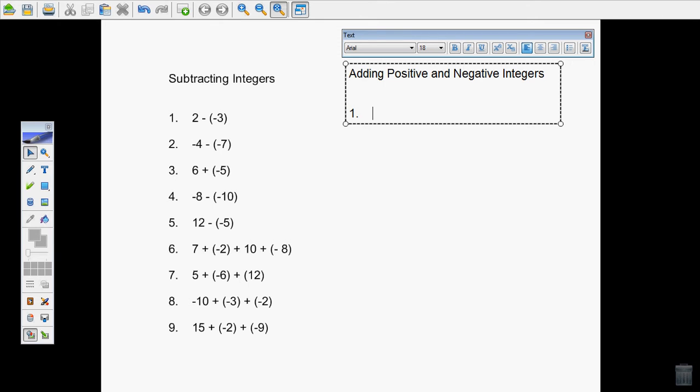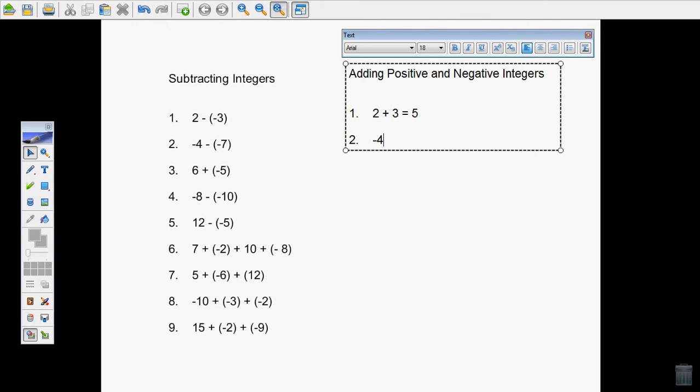For number 1, it says 2 minus a negative 3. The minus sign, the one in between the 2 and the parentheses, I want you to think of as the opposite of negative 3. The opposite of negative 3 would be a positive 3. So 2 plus 3, you should get an answer of 5.